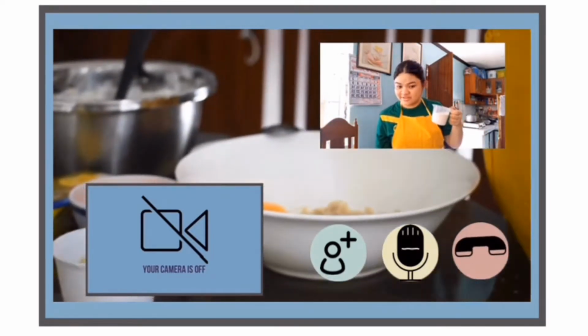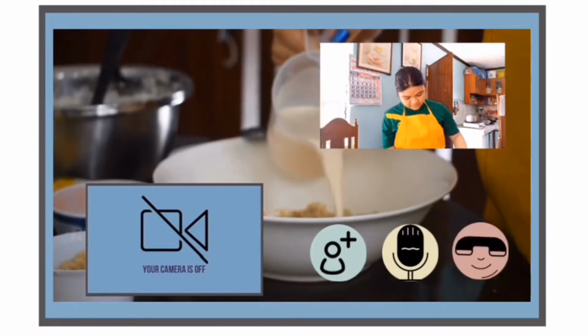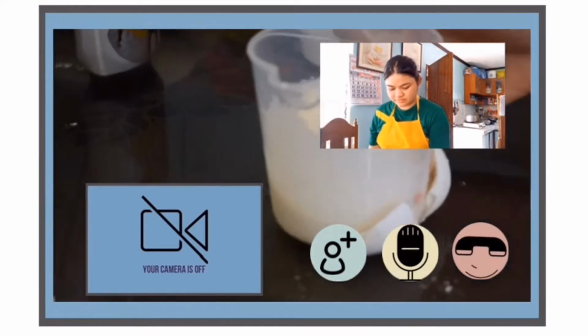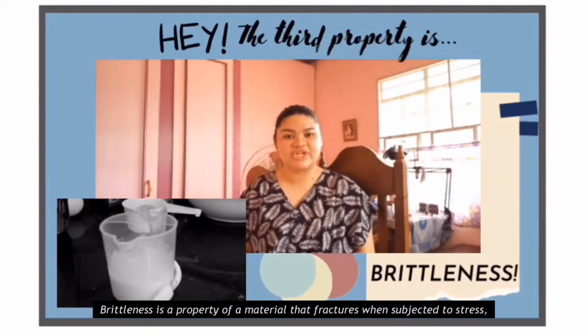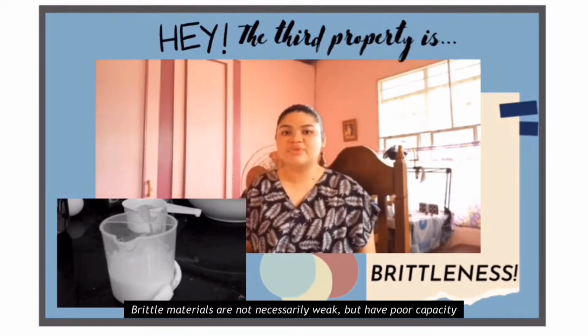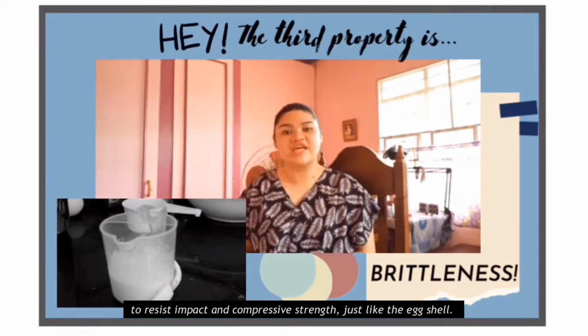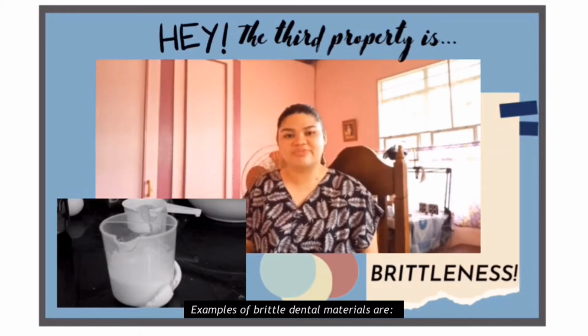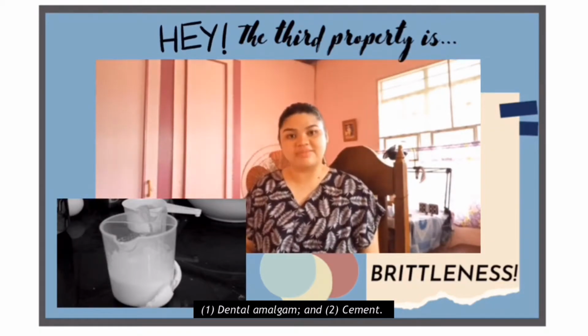I'll add the milk. Brittleness is the property of a material that fractures when subjected to stress, but has little tendency to deform before a rupture. Brittle materials are not necessarily weak, but have a poor capacity to resist impact and compressive strength, just like the eggshell. Examples of brittle dental materials are dental amalgam and cement.